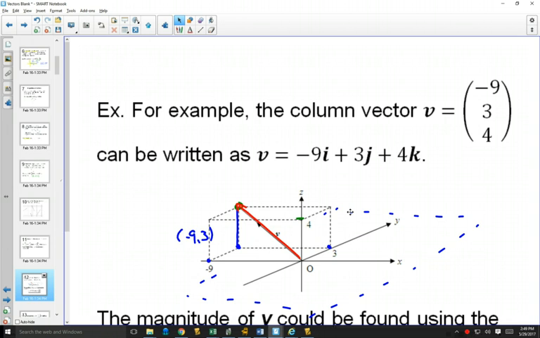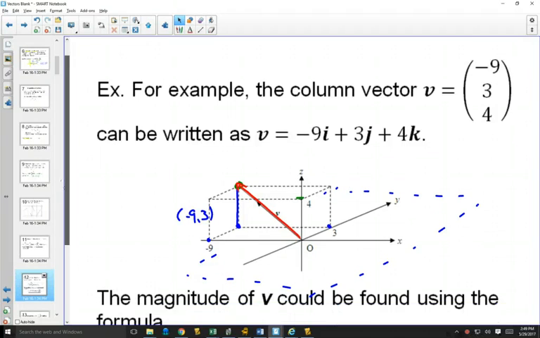We're going to find that we like to write our vectors as column vectors. The math is a little bit harder if you use the i, the j, and the k, but you have to know how to work with both of those.